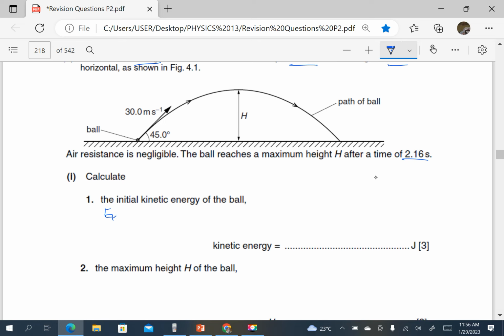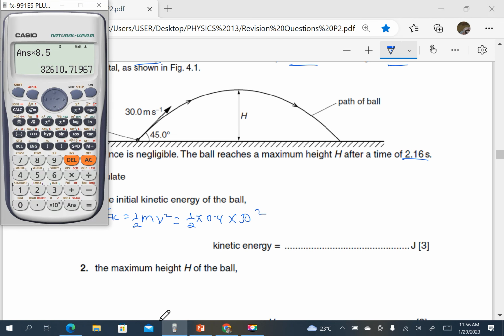So energy is going to be equal to a half m v squared. So this is going to be a half times the mass, which is 0.4, times 30 squared. So a half is 0.5 times 0.4 times 30 squared. That is 180 joules.